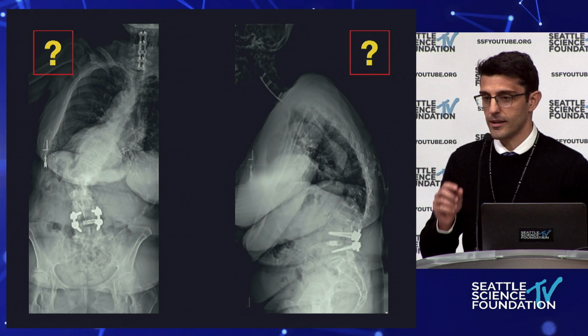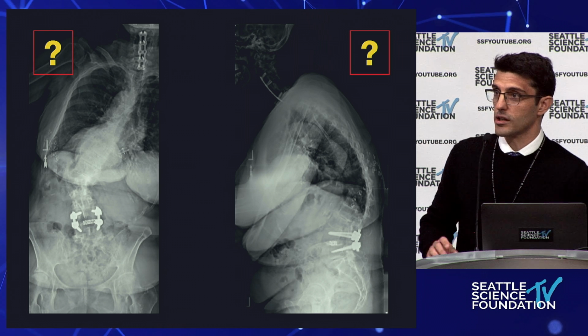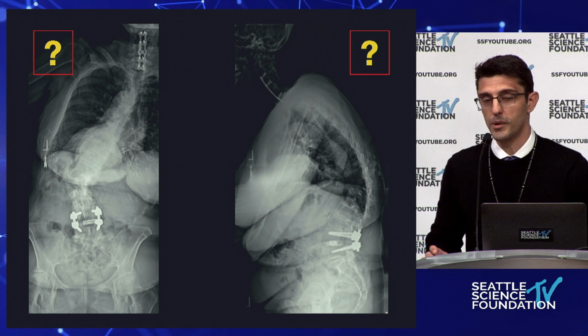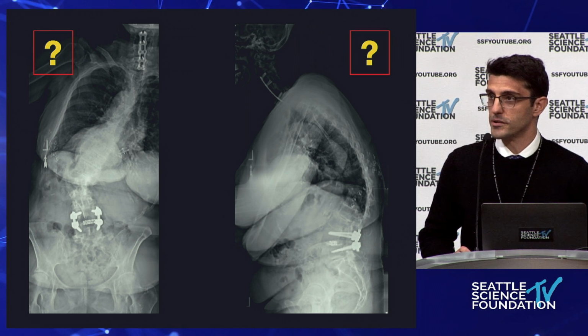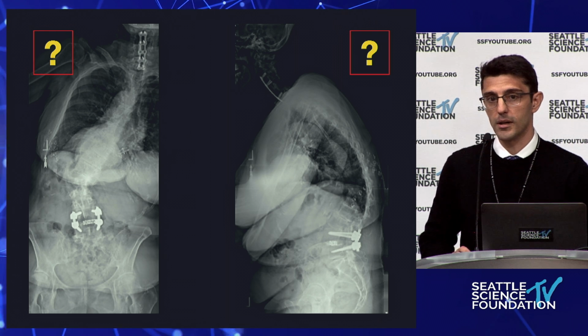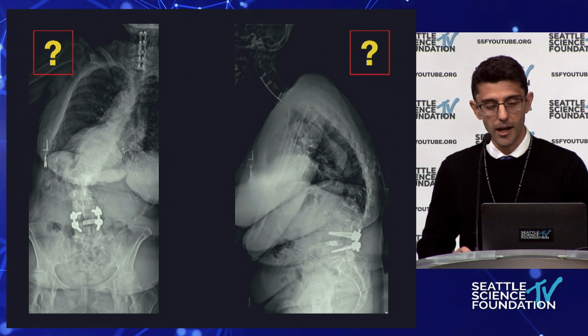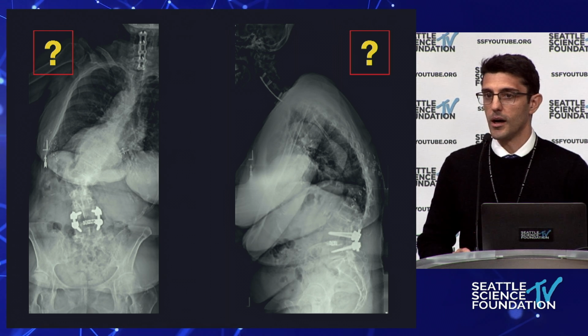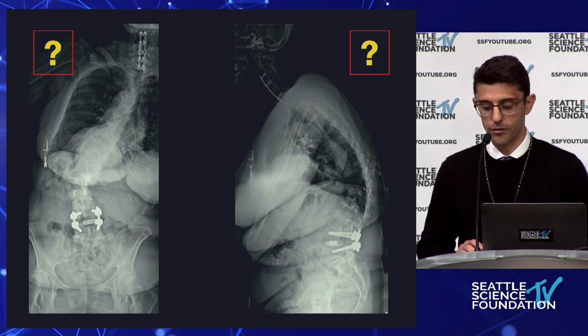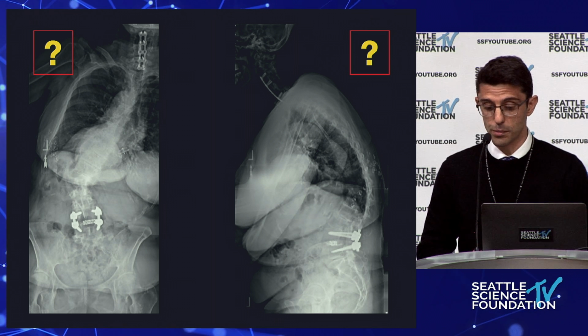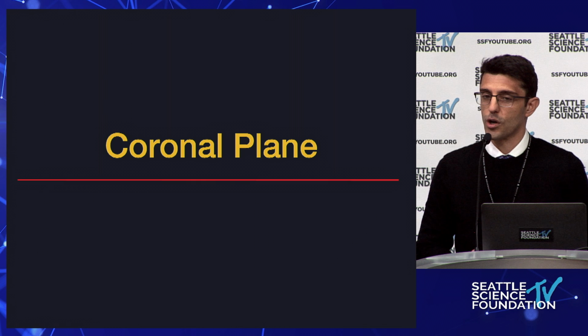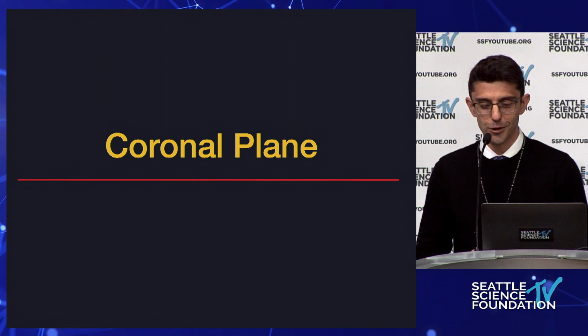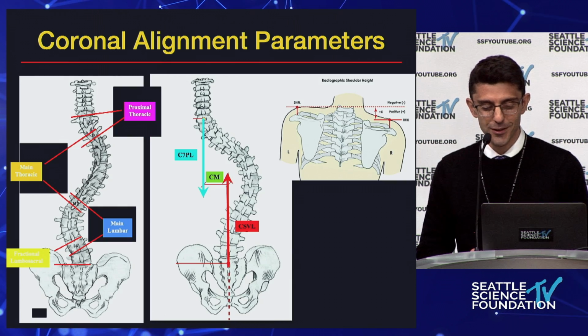This is a case that many of us probably see in our clinics, a mid-70-year-old woman with a pretty decompensated coronal and sagittal malalignment. And I'm hoping by the end of this talk, we'll have a nice understanding of what we should be shooting for from a surgical perspective. So let's start with the coronal plane, which is a little bit less nuanced than the sagittal.